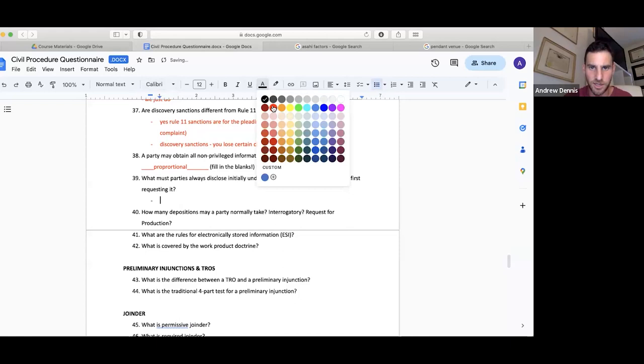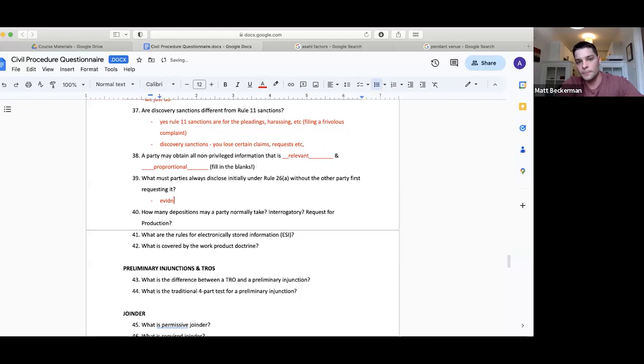I'm right on you, Matt. What you got for us? So evidence that you plan to use, potential witnesses. I think those are the main ones, but let me check.